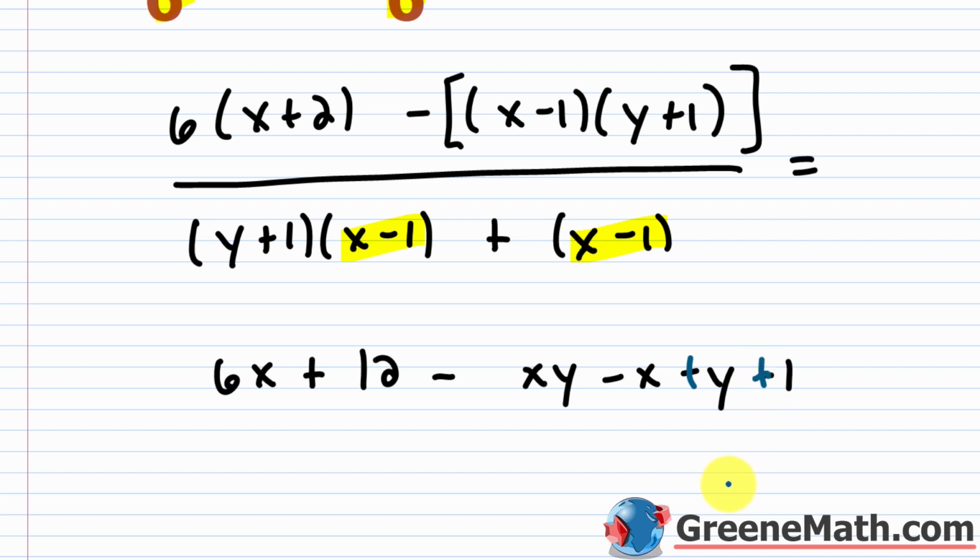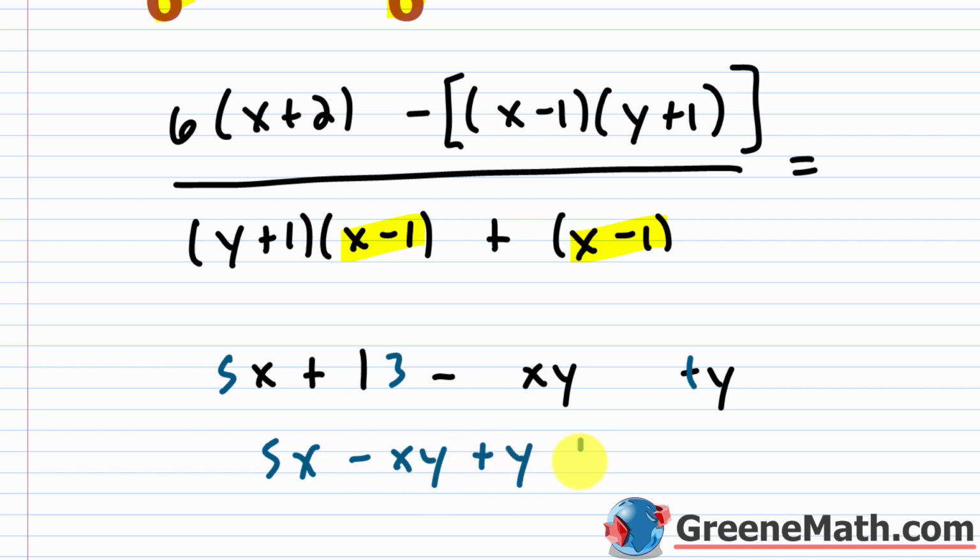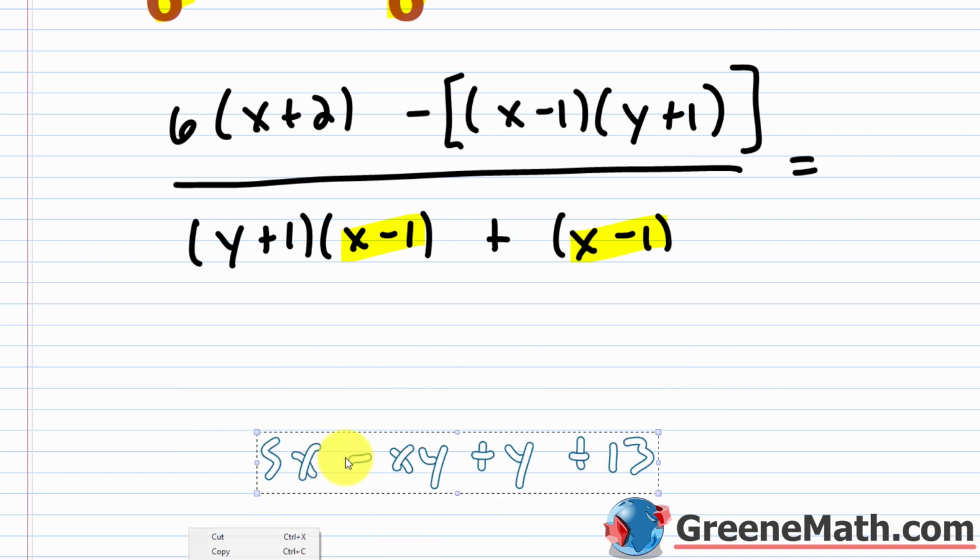Now, can I simplify it all? 6x minus x is 5x. So let's put a 5x here, get rid of this. 12 plus 1 would be 13. So let's make this a 13 here. And I would probably want to reorder this. So let me write 5x. I'll write minus xy. I'll put plus y, and then I'll put plus 13. Let me get rid of this. Let me move this up.